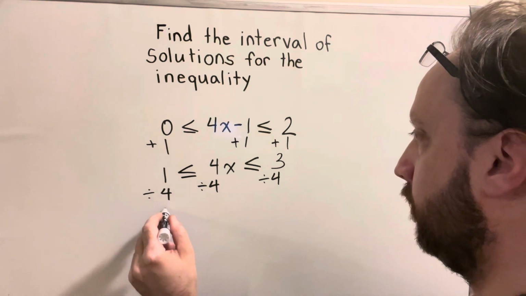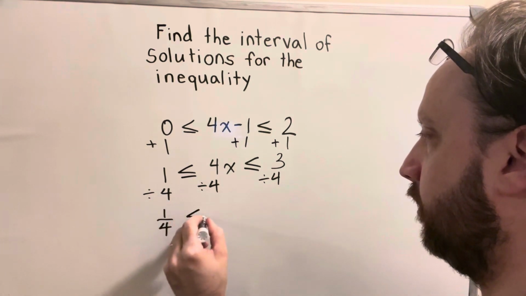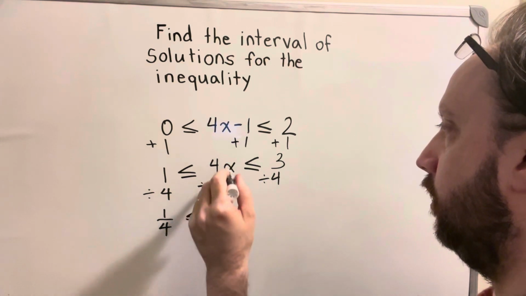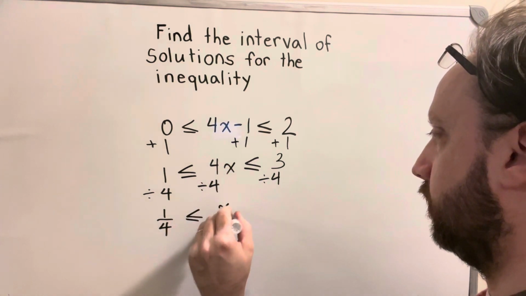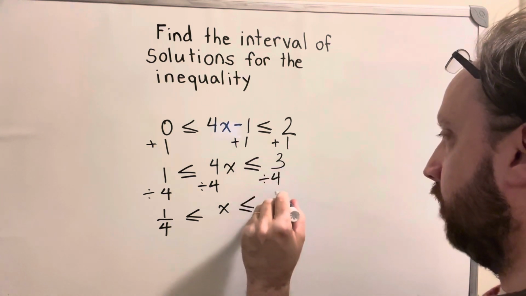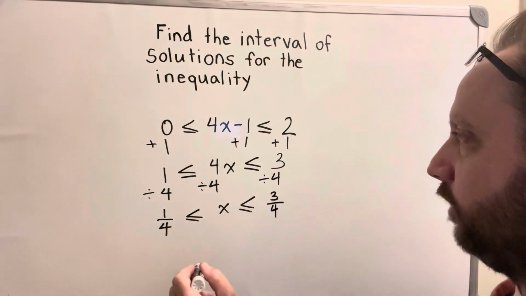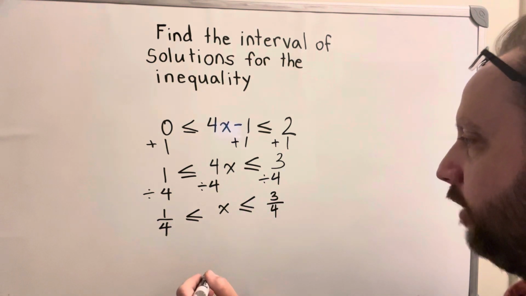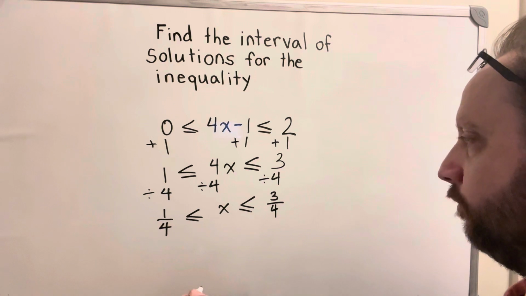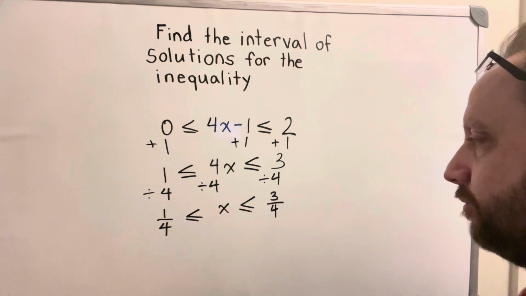One divided by 4 is 1/4, is less than or equal to 4x over 4, which is just x, is less than or equal to 3 divided by 4, which is 3/4. And so x is greater than or equal to 1/4 and less than or equal to 3/4.